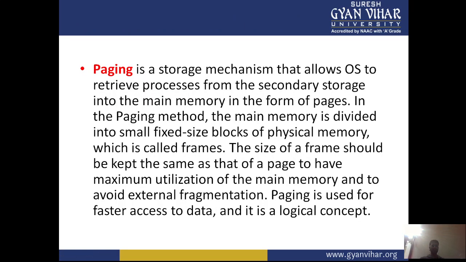And paging is the storage mechanism that allows the operating system to retrieve processes from secondary storage into main memory in the form of pages, right? In the paging method, main memory is divided into small fixed-size blocks of physical memory called frames. Basically, this is the frame. The size of the frame should be kept the same as that of the page to have maximum utilization of main memory and to avoid external fragmentation. Paging is used for faster access to data, and it is a logical concept.